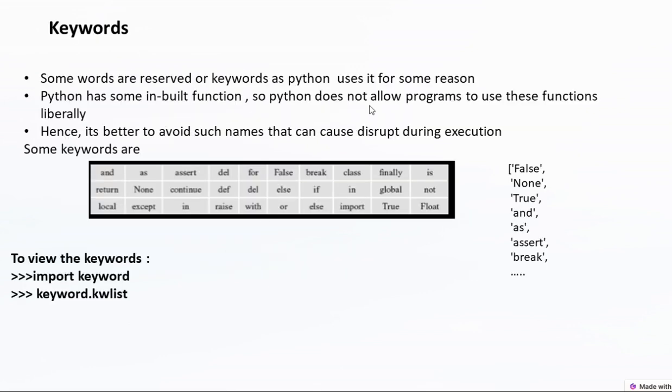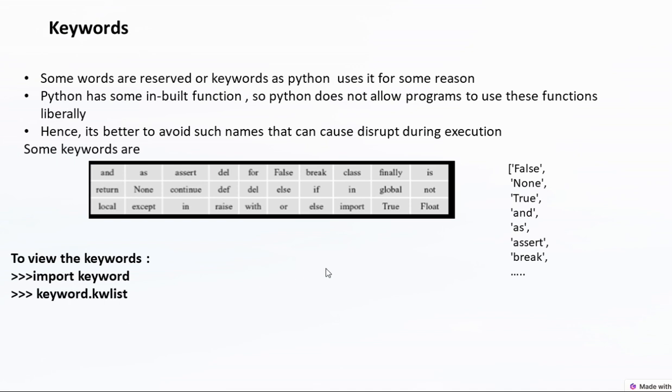Let's now go into keywords. Now what are keywords? These are reserved words, and they are reserved by Python for some reason. So Python will have some inbuilt functions, so that will also be a keyword. Like for example, the print function. Print is a keyword. I cannot use print as my variable. Python does not allow programmers to use these functions liberally. For example, print is a function. I cannot create a function with the same name. It will be blocked. It will give an error. So it's better to avoid such names, which can cause disruption during your execution.